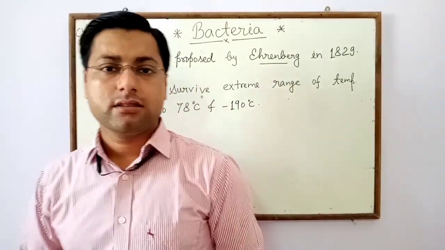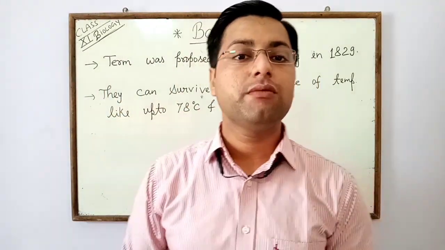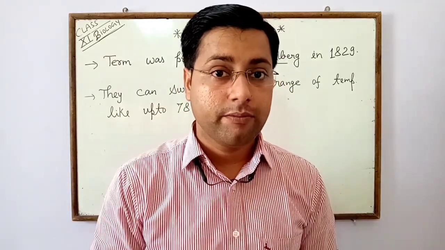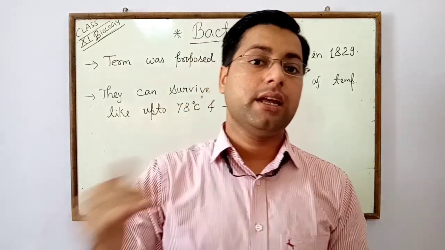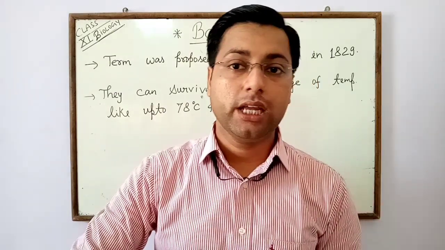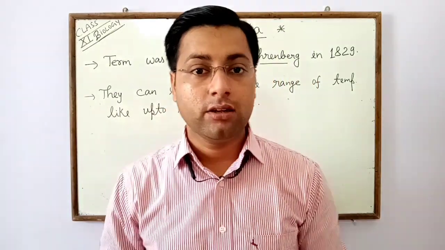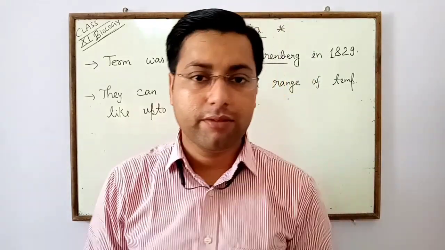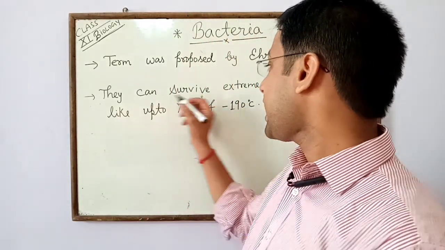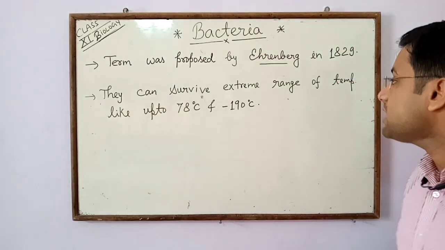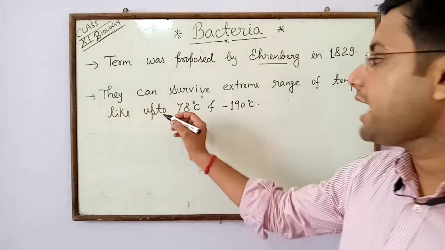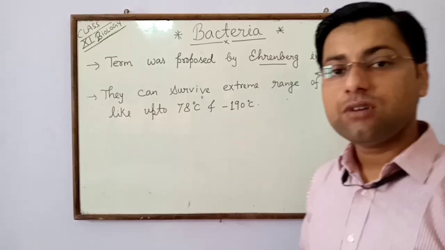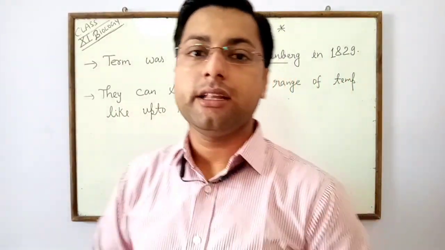Now about occurrence. Bacteria are universal because they are present everywhere, in water, in soil, in air, inside the body, in food material. So they are called universal because they are present everywhere. Some bacteria can survive in an extreme range of temperature, like up to 78 centigrade and minus 190 centigrade.